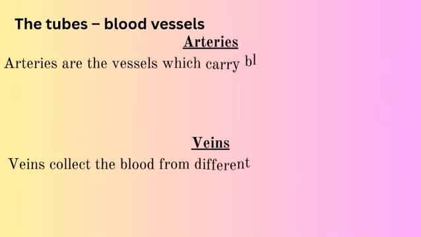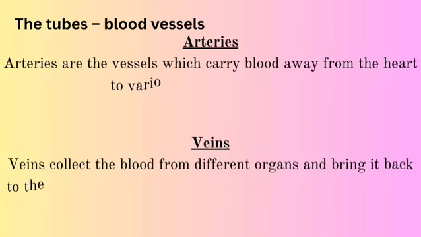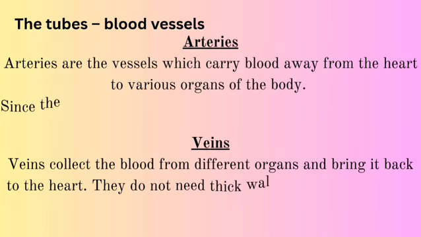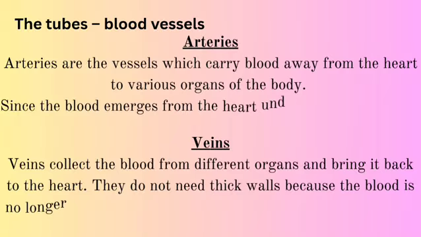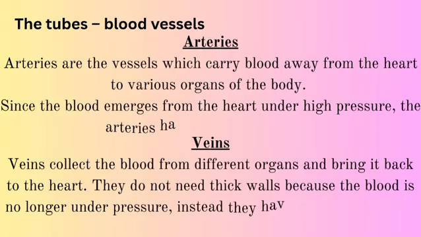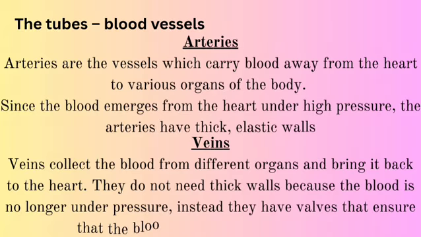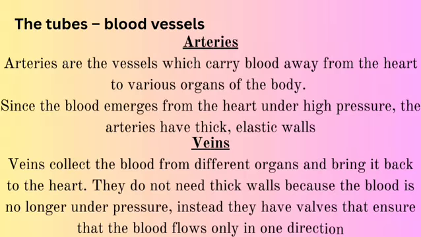Arteries are the vessels which carry blood away from the heart to various organs of the body. Since the blood emerges from the heart under high pressure, the arteries have thick, elastic walls. Veins collect the blood from different organs and bring it back to the heart. They do not need thick walls because the blood is no longer under pressure. Instead, they have valves that ensure that the blood flows only in one direction.